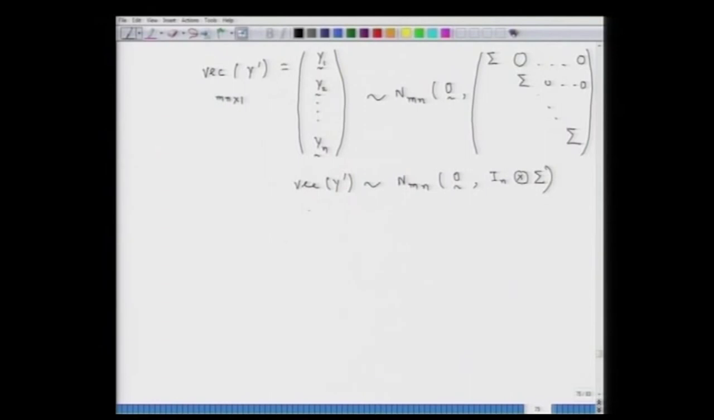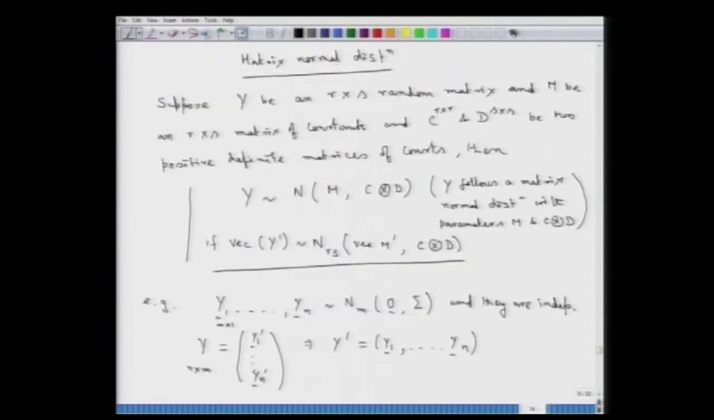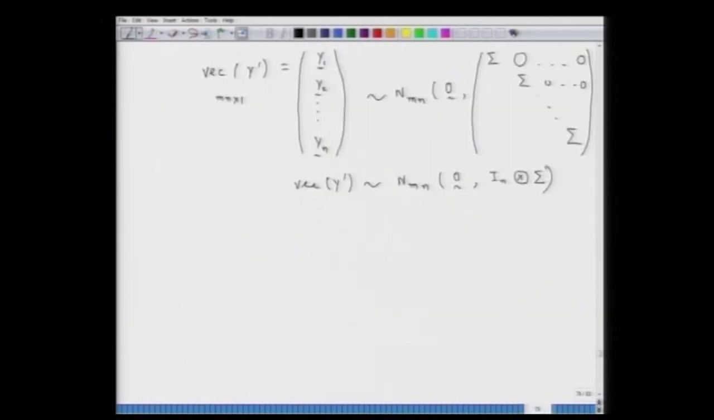In the definition of a matrix normal distribution, we said that a random matrix Y has a matrix normal distribution with a set of parameters if vec of Y prime has a multivariate normal distribution with the corresponding parameters, and hence that is what we have here. So, this would imply that Y, the random matrix we defined with rows Y1 prime, Y2 prime, ..., Yn prime, which was that n by m random matrix, is going to have a matrix normal distribution with a null matrix here taking the place of M, and I_n Kronecker product sigma as the second set of parameters.